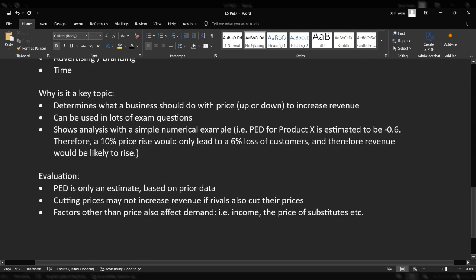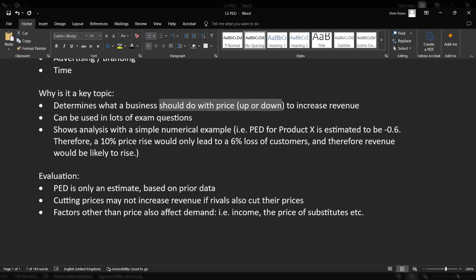Right. Well, why is price elasticity of demand a key topic? First of all, it determines what a business should do with price to increase revenue. This means we can use it in loads of exam questions. A question on operations where we're going to install new machinery that makes the plant more efficient. That reduces average unit cost. What should we do with our price if we reduce our cost of production?